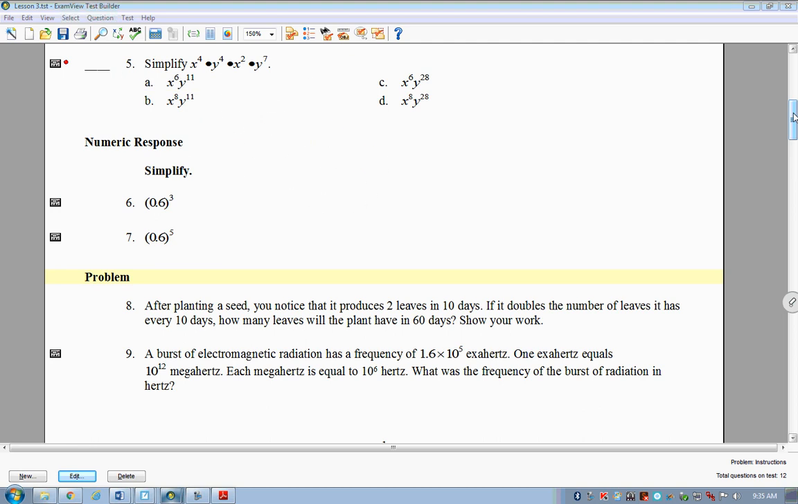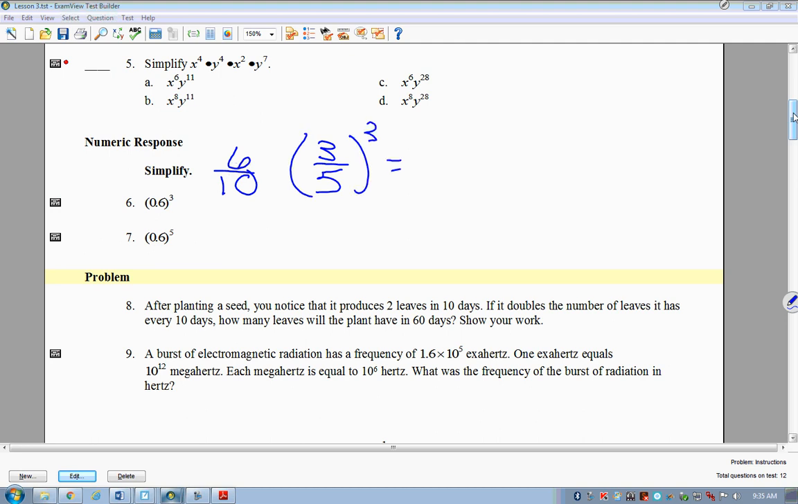Okay, but here this changes things a little bit. Notice that this is not a fraction, right? Can I change it to a fraction? What is 0.6 as a fraction? 6/10 or what? 3/5. So that would be the same as 3/5 to the third, right?